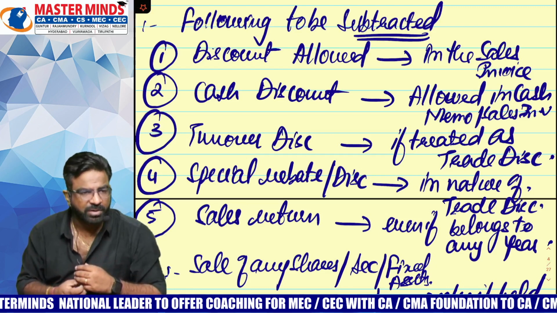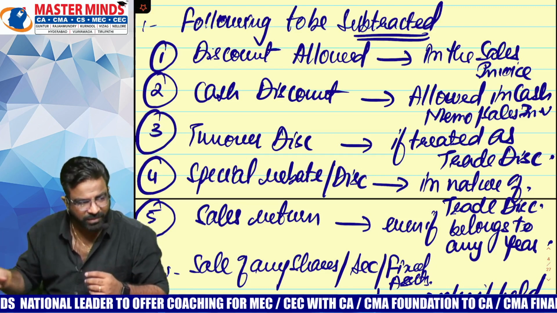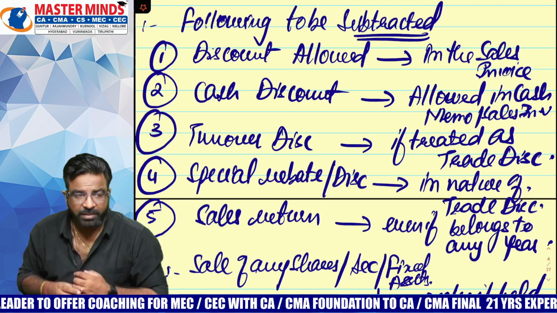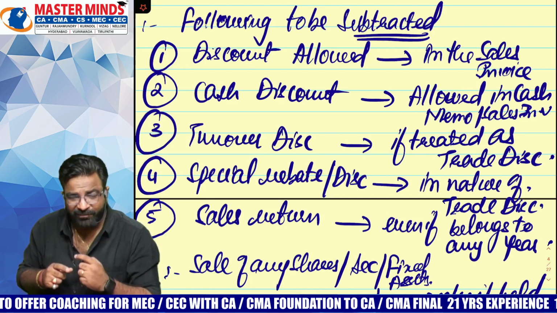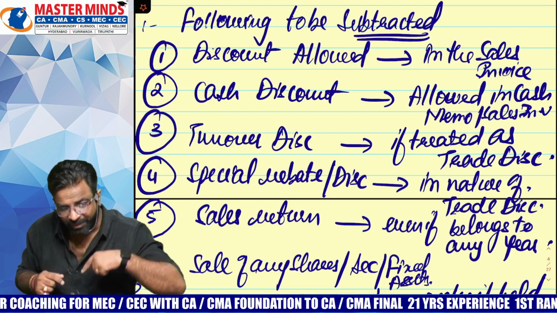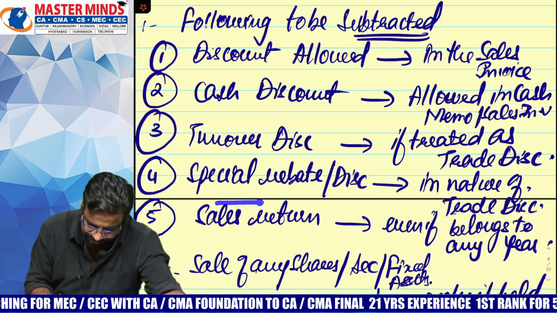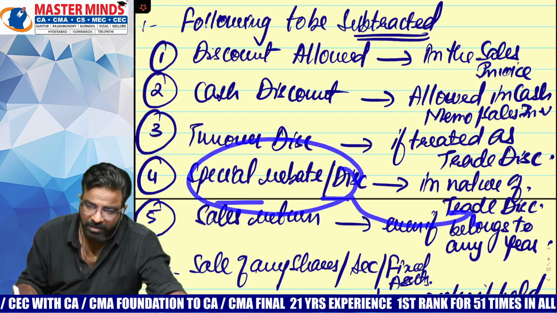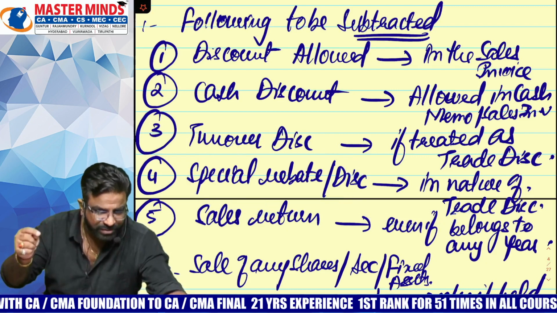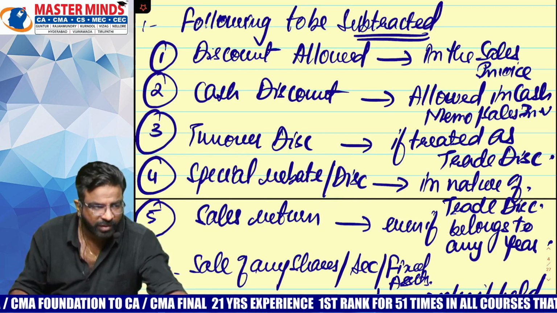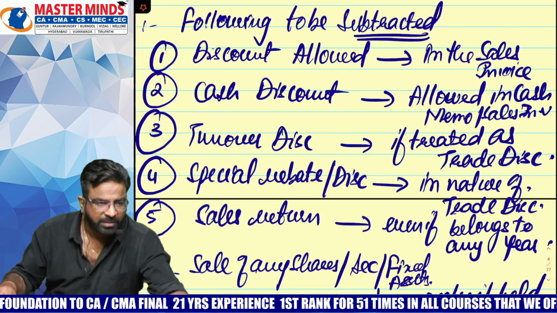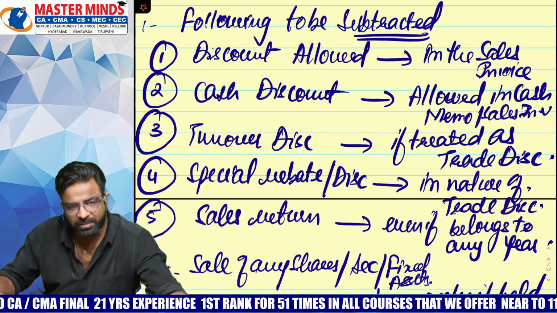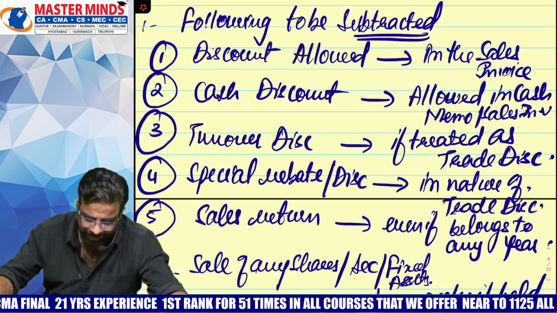So tell me the three discount provisions. First one, discount allowed to be mentioned in the sales invoice. Second one, to be mentioned in the invoice. Third, turnover amount. It should not be in the form of cash discount. It should be in the form of trade discount. Next one, special rebates and discounts. Again, it should be in the nature of what? So 2 points in the invoice, 2 points in trade discount. What are the 2 points in the invoice? Discount allowed, cash discount. What should be in the nature of trade discount? Turnover discount and special rebate.